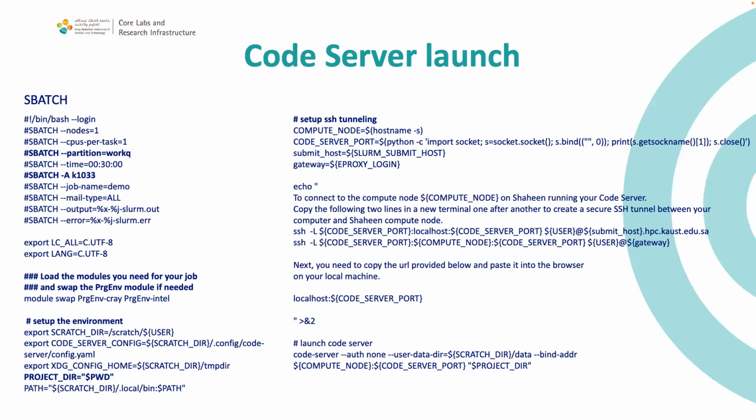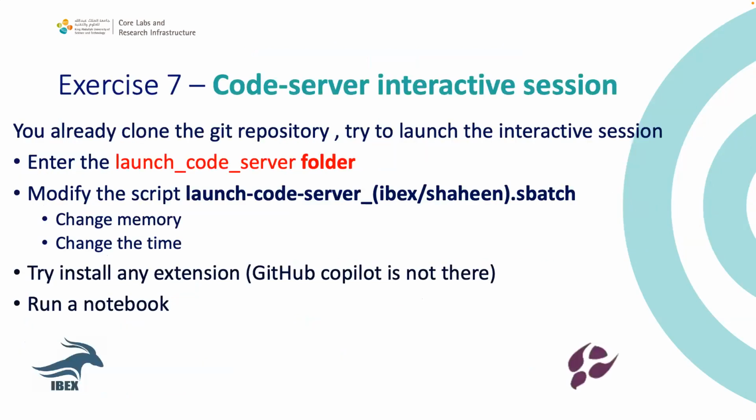We already have for you one of these batch jobs that can run the Jupyter server and the code server launch, which is pretty much the same. You can see you have your Slurm directives, and then a bunch of things that are going to give you the tunneling. So for this exercise, let's try to run code server.